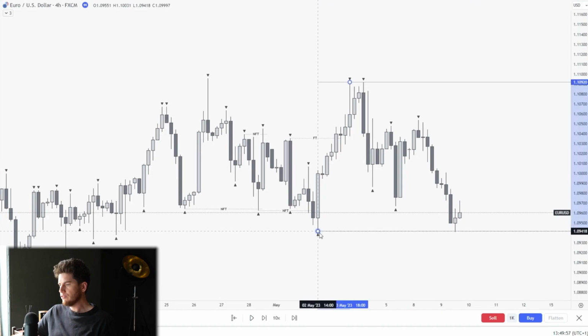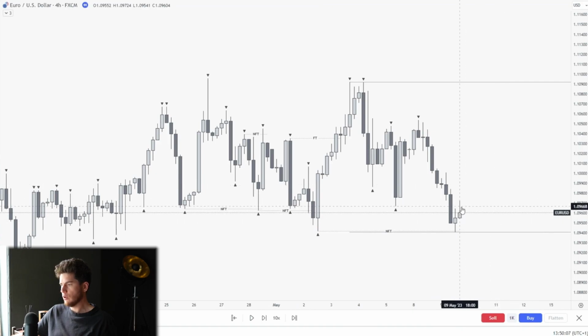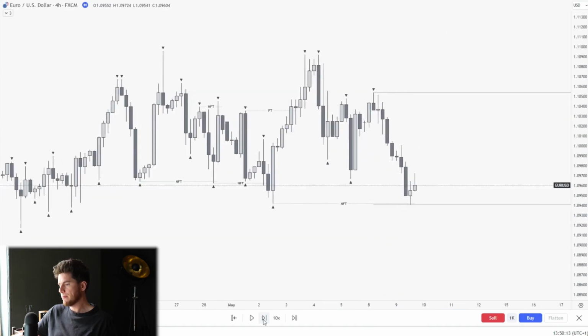So, interaction with the low. Previous low is our interaction point. We get a wick close, so it's no follow through. The next candle closure there is irrelevant because we had no follow through anyway with that wick, and this is our new range high. What do we get next?